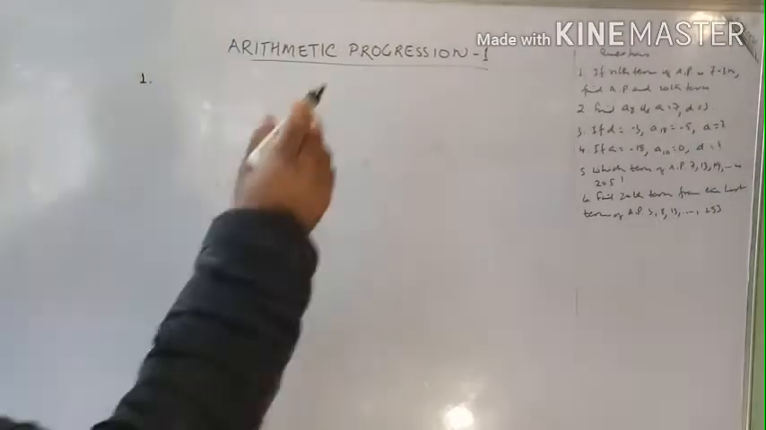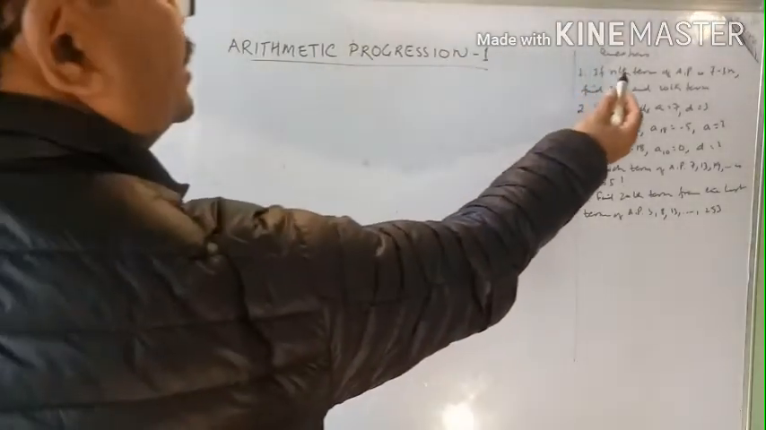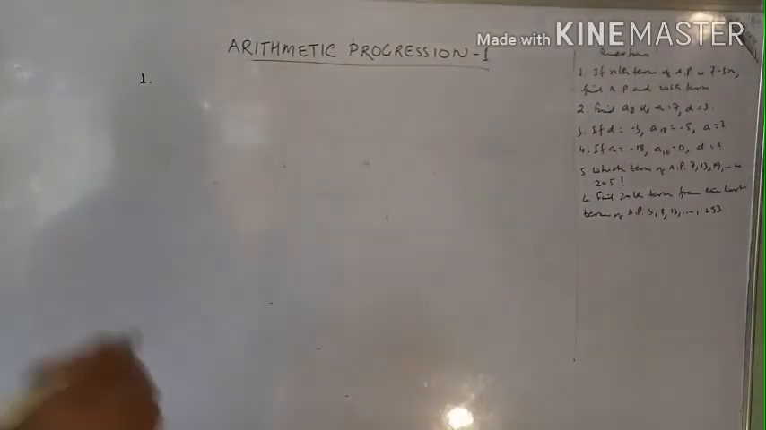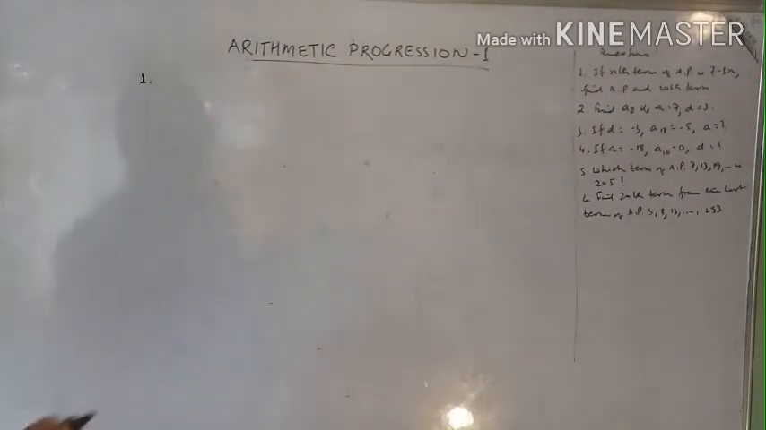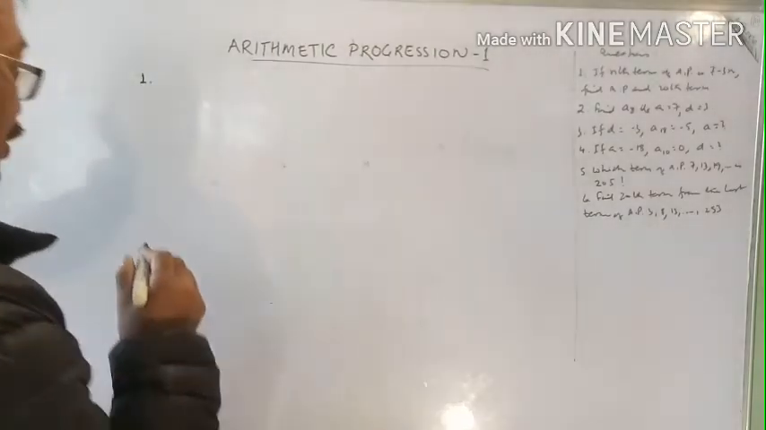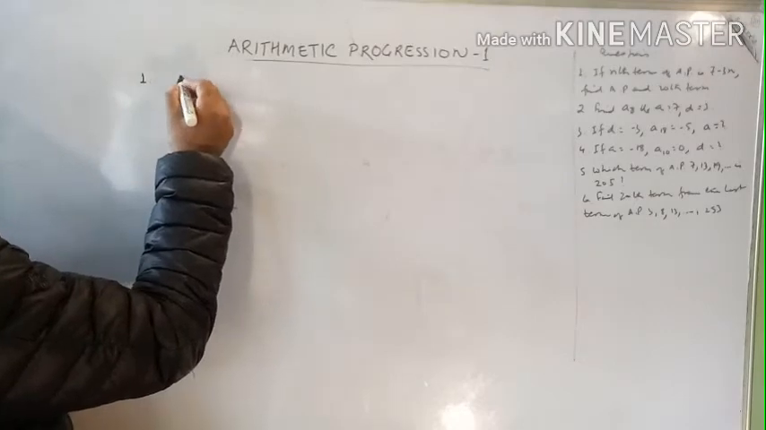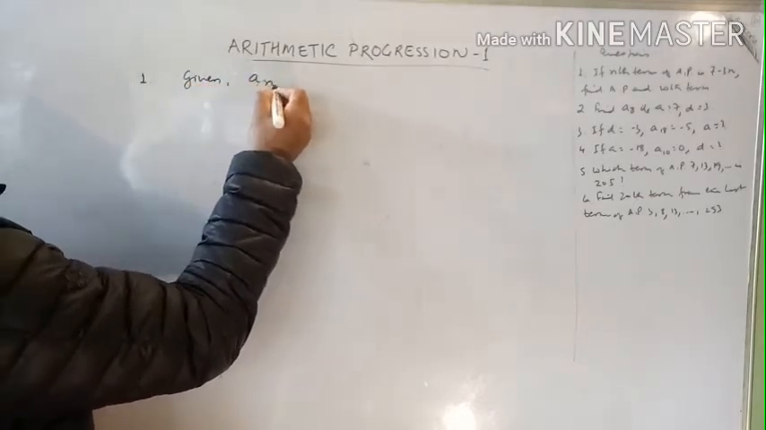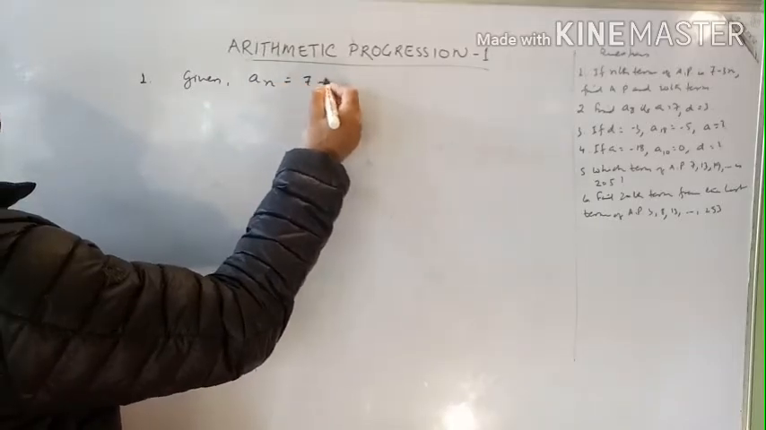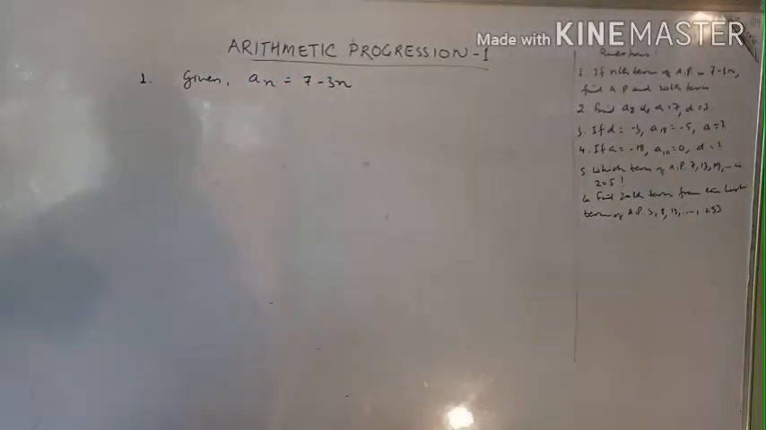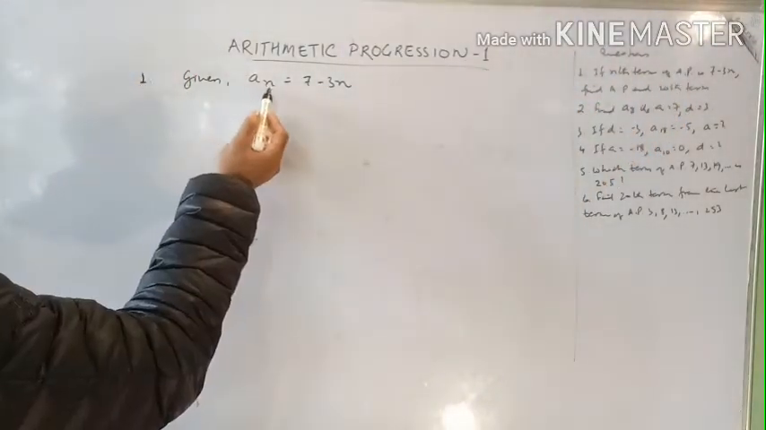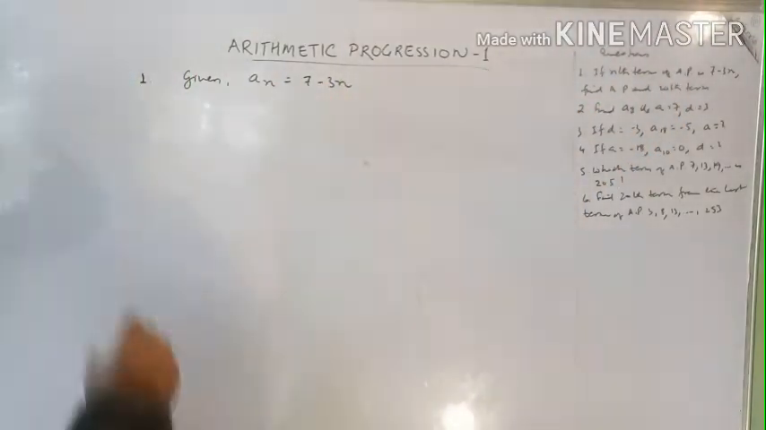See what is given. If the nth term of an AP is 7 minus 3n, find the AP and also the 20th term. So given nth term means an is equal to 7 minus 3n, because the question says the nth term of the AP is 7 minus 3n.